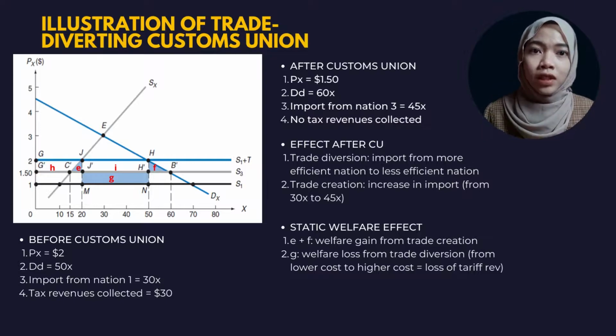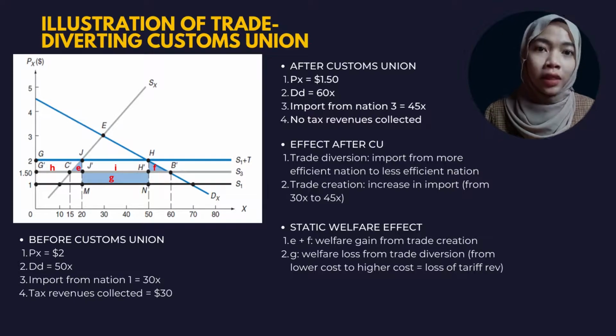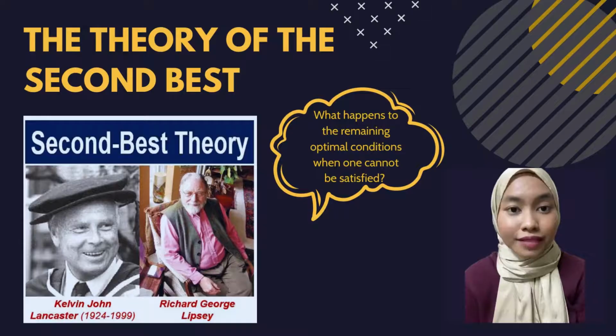This leaves only the shaded triangle areas E and F as the net gain to Nation 2, and the shaded rectangle area G as the still unaccounted for loss of tariff revenue. Since the area of the shaded rectangle measuring the welfare loss from trade diversion proper exceeds the sum of the areas of the shaded triangles, which is $3.75, measuring the welfare gain from pure trade creation, this trade diverting customs union leads to a net welfare loss of $11.25 for Nation 2.